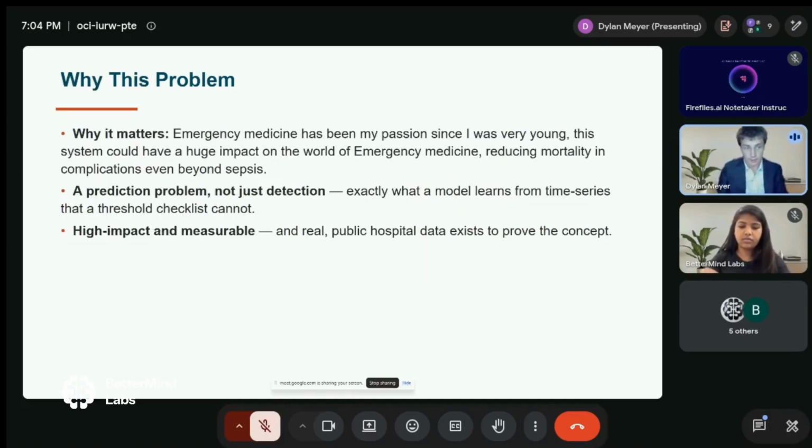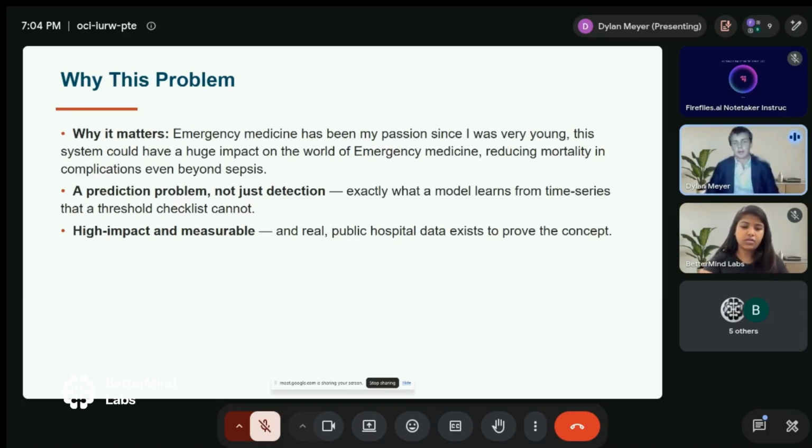We'll go to the next slide here. Why this matters is that emergency medicine has been my passion for a very long time, since I was young. This system could have a huge impact on the world of emergency medicine and reduce mortality in people with sepsis and other diseases too.